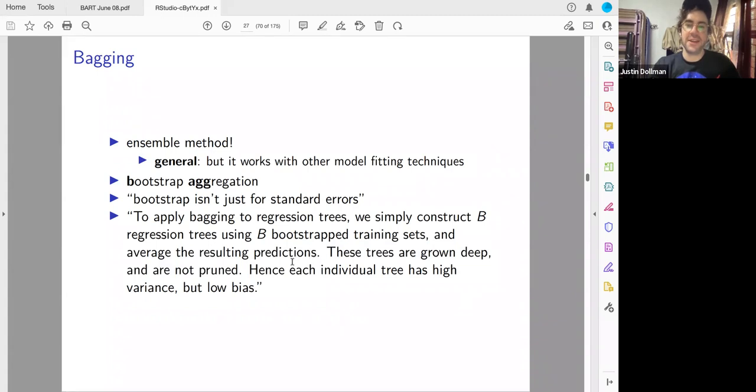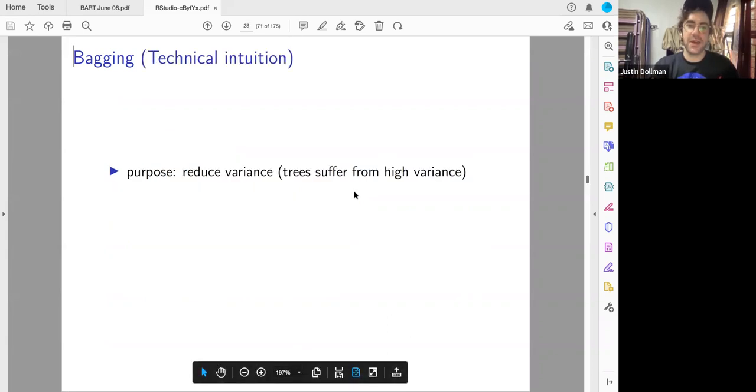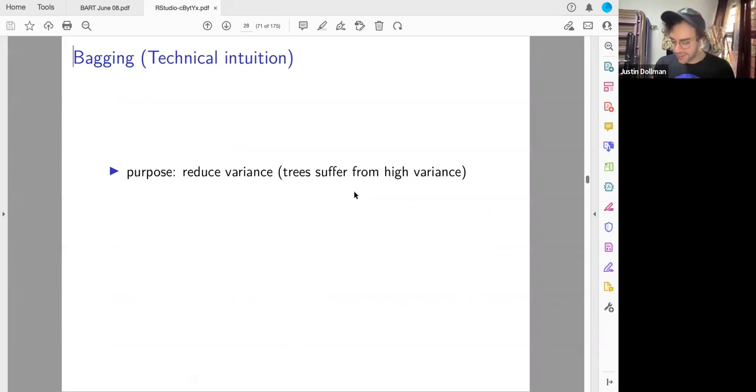Anyway, each individual tree is going to have high variance. In case, and that's just a throwback to last week, why will it have high variance? Because they're grown deep, so they're probably going to be fitting to some amount of noise, but they're going to have low bias. Okay, so what was the purpose? What is the purpose of this use of the Bootstrap? It is to reduce variance, and in parentheses, trees suffer from high variance. That's why we'd want to do that.